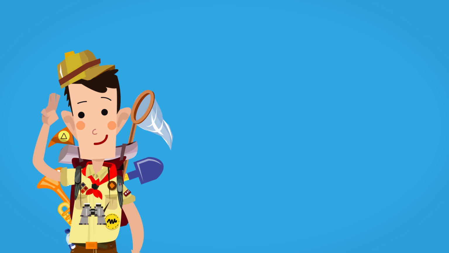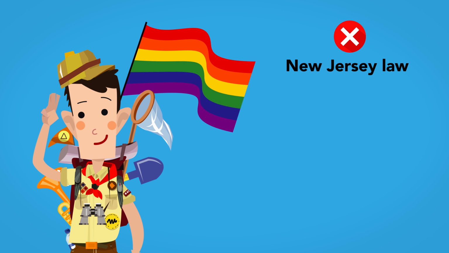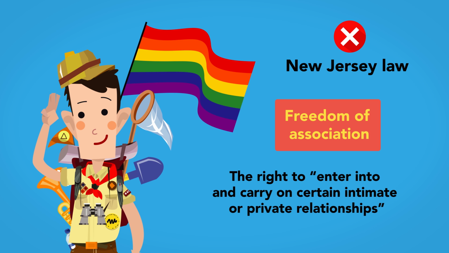The Supreme Court also used the Due Process Clause to strike down a New Jersey law that prohibited the Boy Scouts from discriminating based on sexual orientation. The court ruled that the clause protected freedom of association, or the right to enter into and carry on certain intimate or private relationships, and that the state law was an unconstitutional infringement on that right.